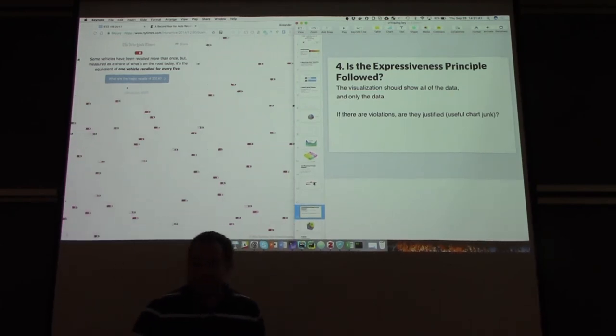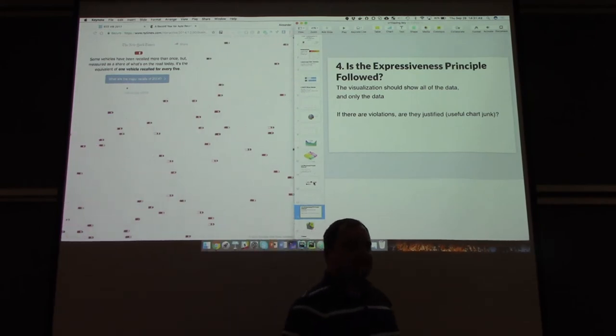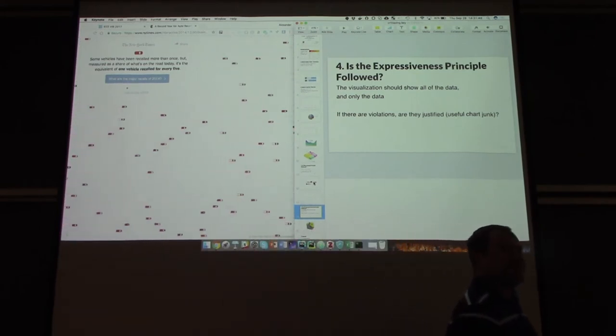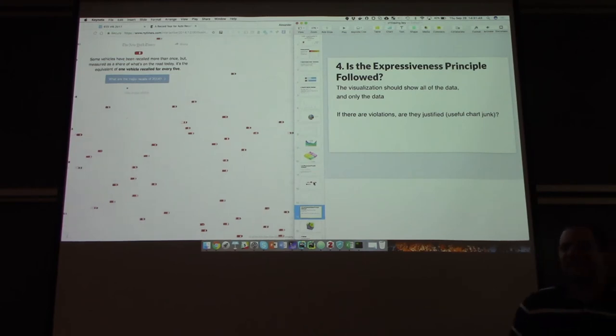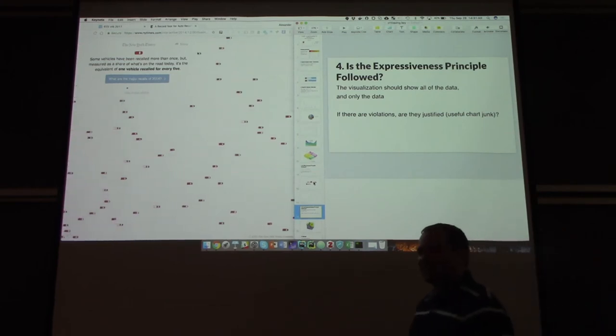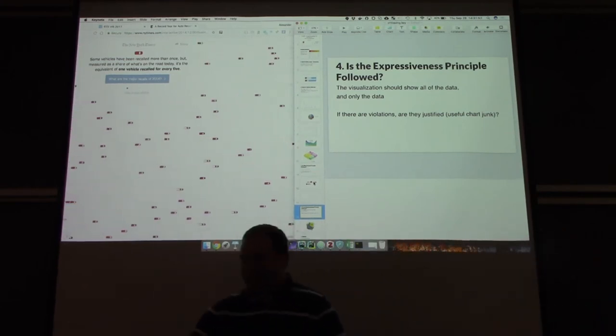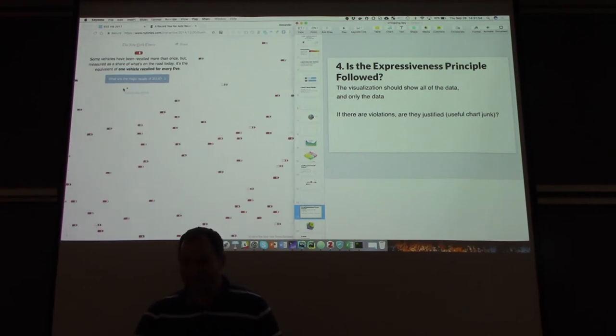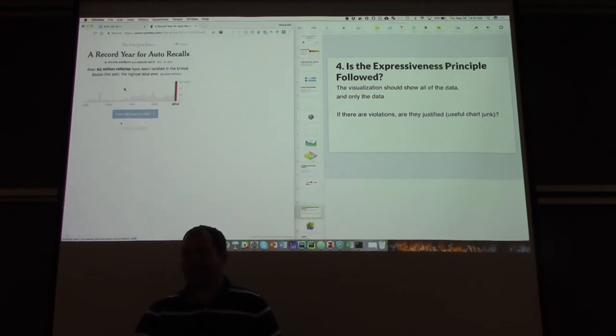And do you think that these violations are justified? Is this a useful chunk? It's kind of cool, but it's not really communicated. I would argue, well, it's fun to play around with it, but this chart tells more of a story, right?